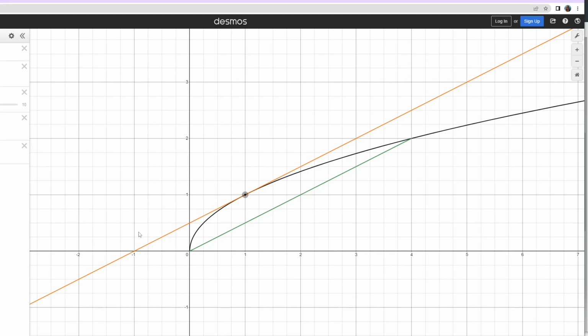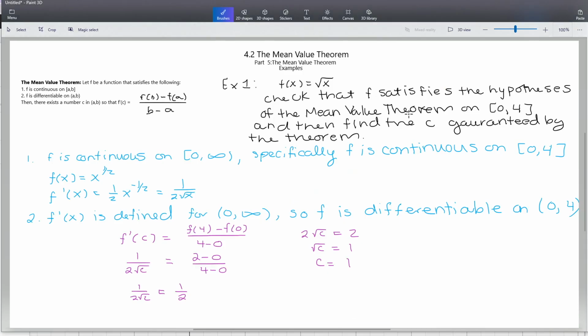So that's the graphical idea of what's happening here with that theorem. All right, let's look at another example.